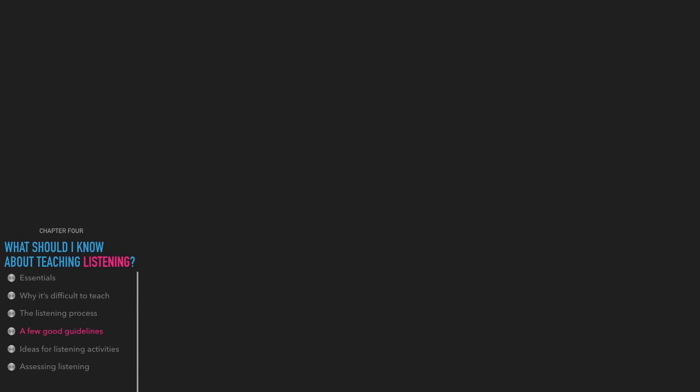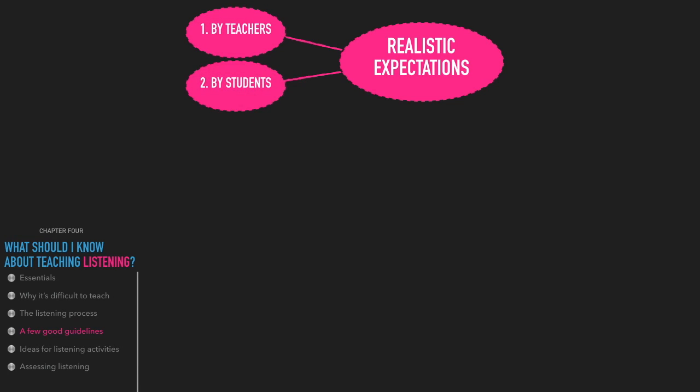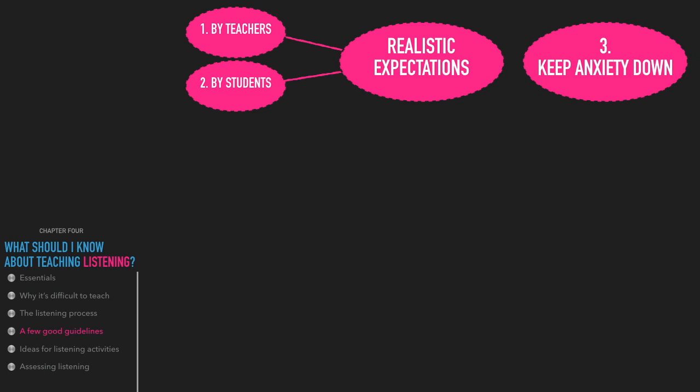When we develop activities to use in class, we need to follow a few rules or guidelines. On pages 95 to 97, you'll find 12 pieces of advice to help you create effective listening activities. We need to make sure expectations are realistic, both those of teachers and students. We need to make sure we don't speak too quickly and help our students feel relaxed.